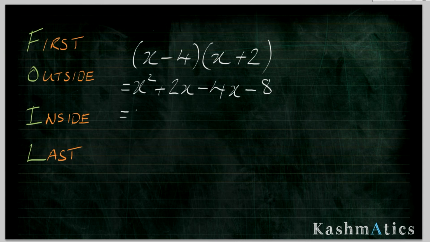So there's a single x squared, positive 2x, take away 4x. So think of 2 take away 4, which is minus 2. So in this case, minus 2x, and then minus 8.